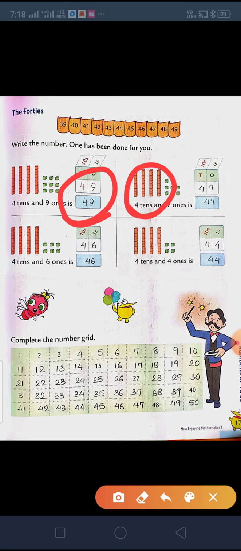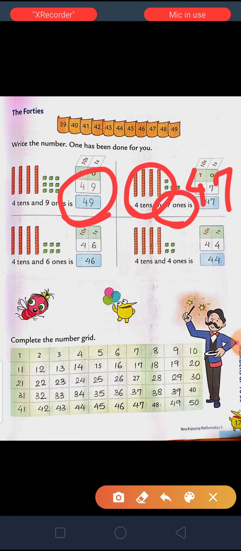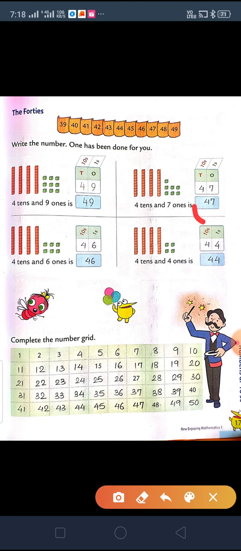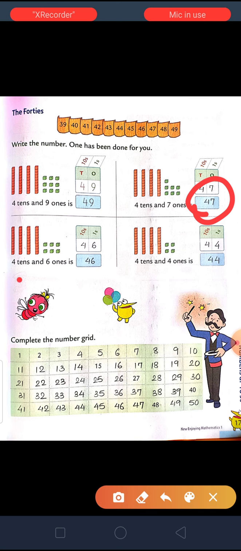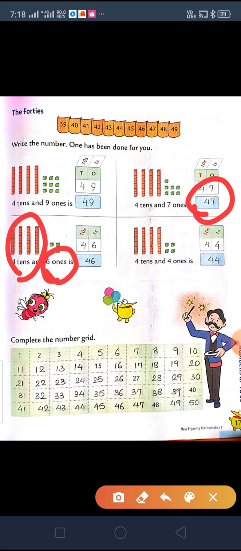Again 4 tens. So write 4 in the tens column, 7 ones, so 7 in the ones column. So the number becomes 47. Again here 4 tens and 6 ones.